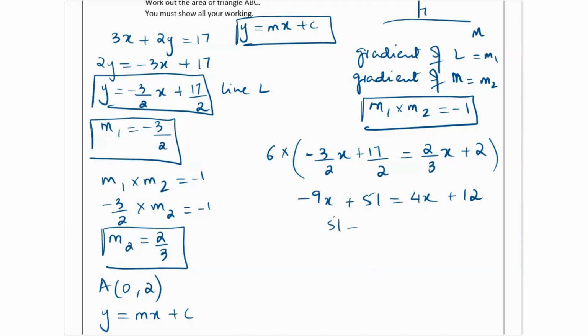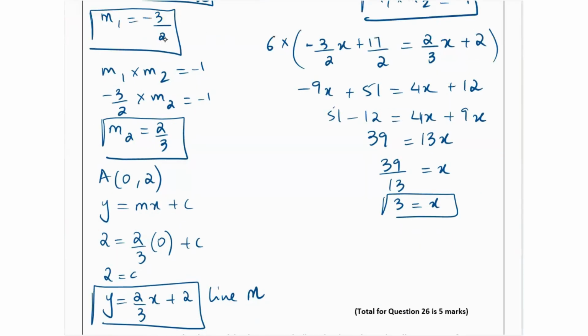So 51 minus 12 equals 4x plus 9x. 51 minus 12 is 39. And 4x plus 9x is 13x. So 39 divided by 13, and that's x equals 3.